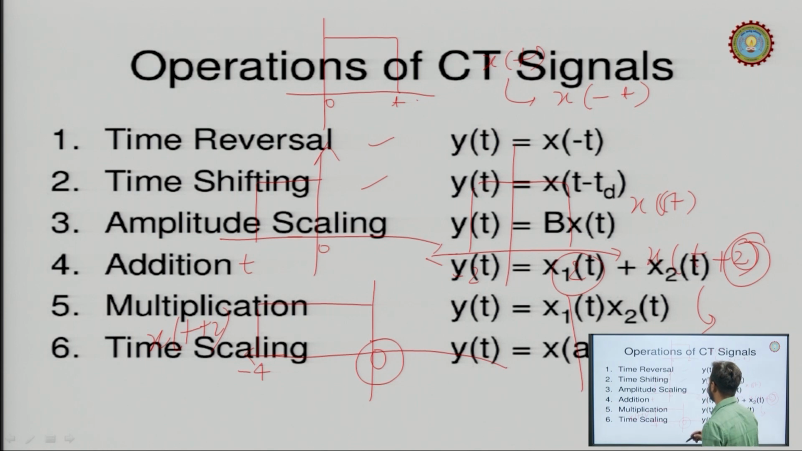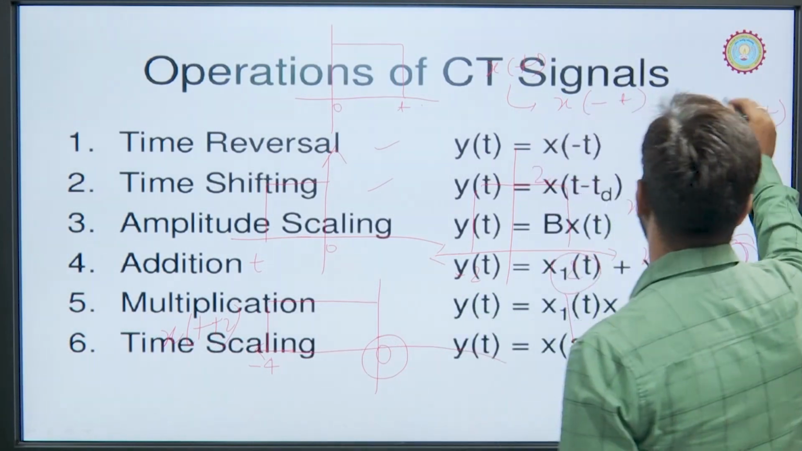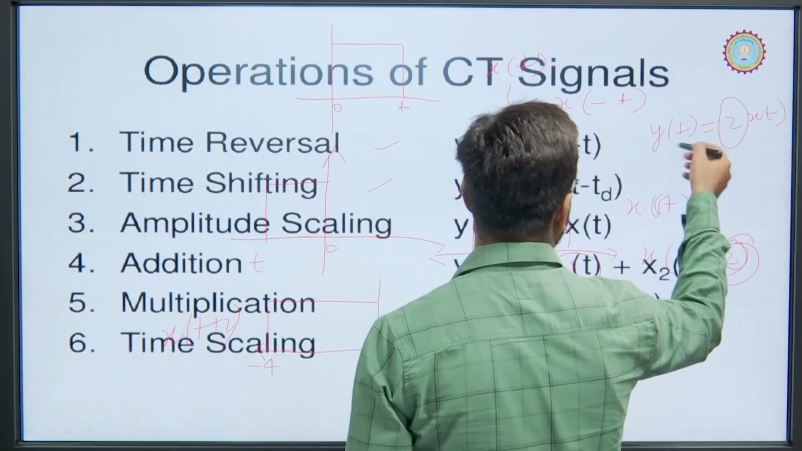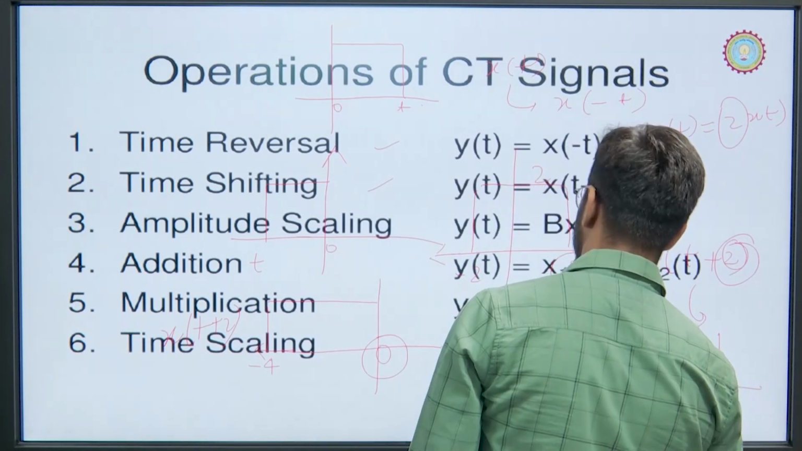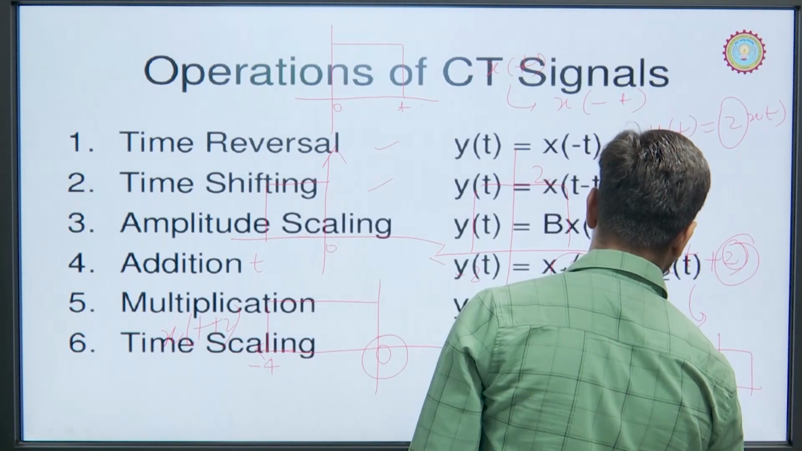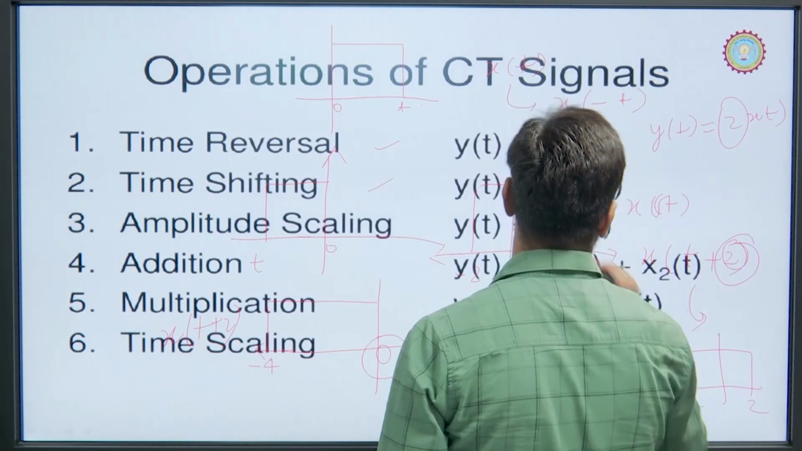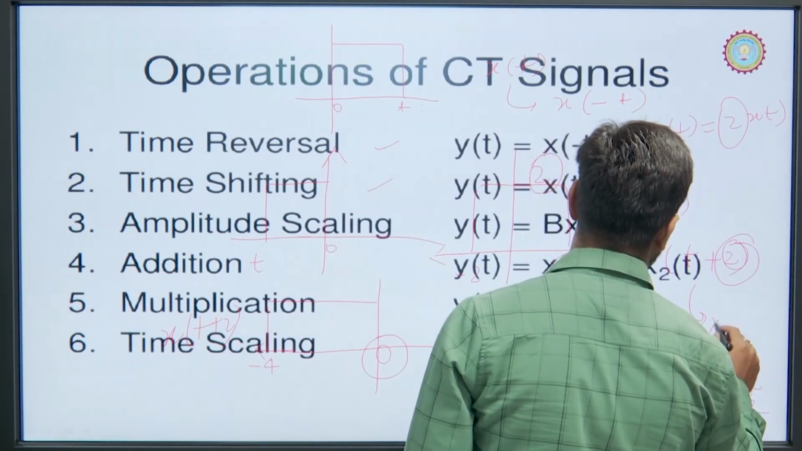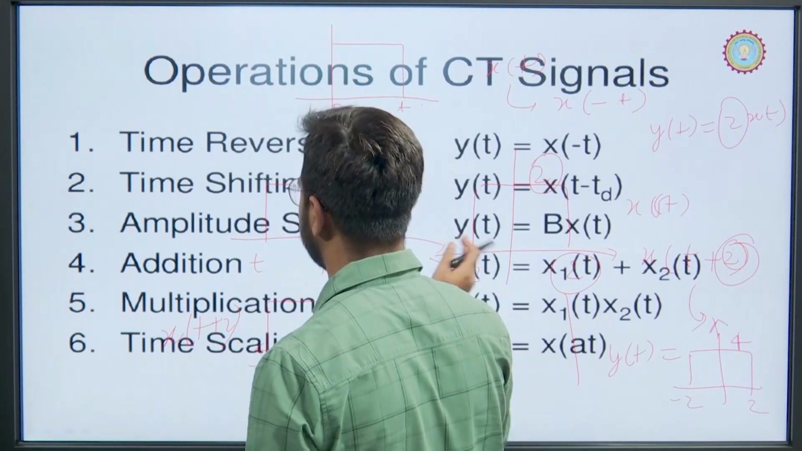Then we have amplitude scaling. Suppose this is a signal x(t) having magnitude 2, and I want to write y(t) equal to 2x(t). That means the amplitude must be multiplied by 2. So, how will we write y(t)? There will be no change in the time, only the amplitude which was originally 2 will become 4. So, this is amplitude scaling.